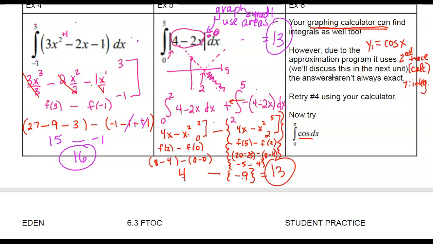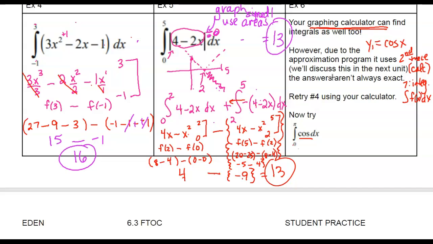But put in cosine x, and I know you can't see me doing anything. I'm going to make sure that I'm in radians. Okay, and then I'm going to go to my graph. Then we're going to go to second, calculate, and we're going to do number 7. So number 7, it has f of x dx. So you'll hit enter. And then it says lower limits.